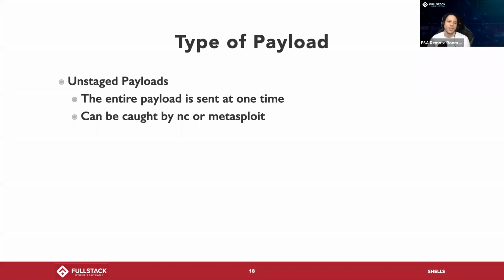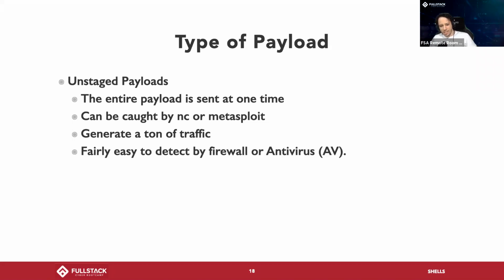Right? So we can catch these unstaged payloads by either using NC or Metasploit. They generate a ton of traffic. Again, we're sending a big thing through at one time. So if anyone's paying attention, they can see. And again, it's fairly easy to detect. For most of PWK, you'll be fine using unstaged payloads for now. If you want to, you can try stage 2.